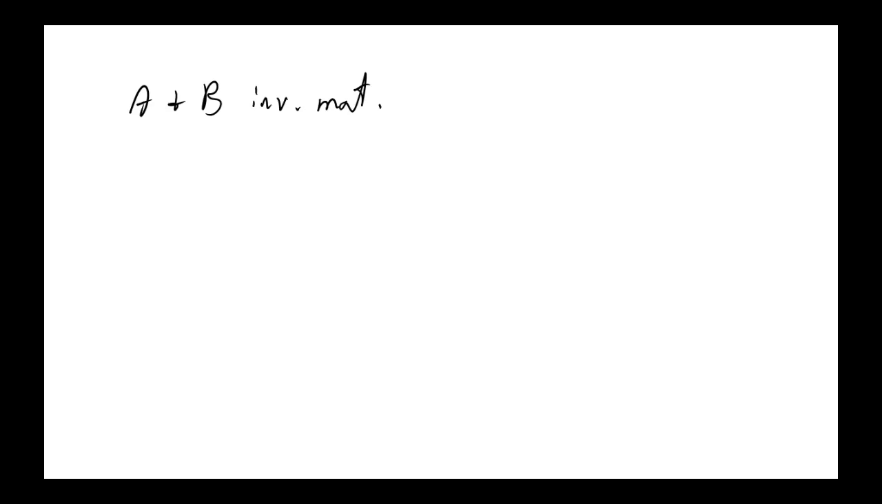And they're both invertible matrices of order n. What does that mean? That means they're square matrices, n by n. Both of them. They have to be the same size or you can't do this.